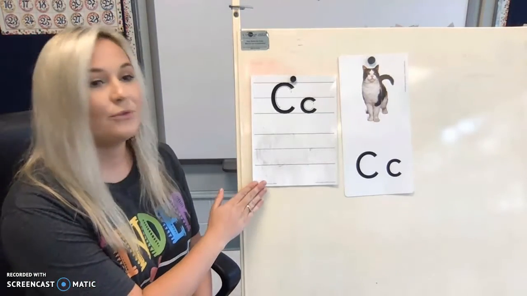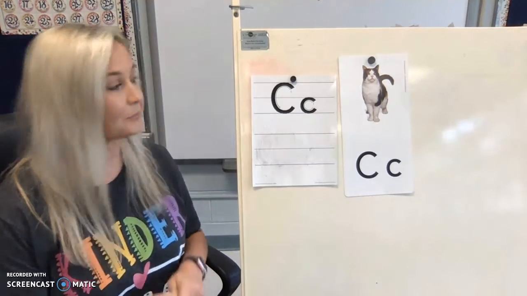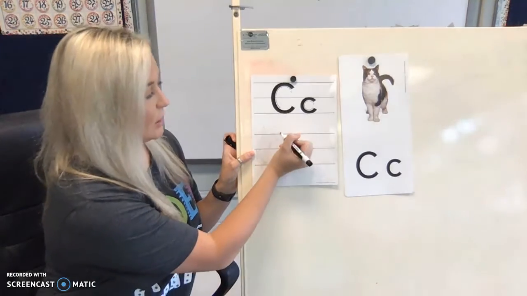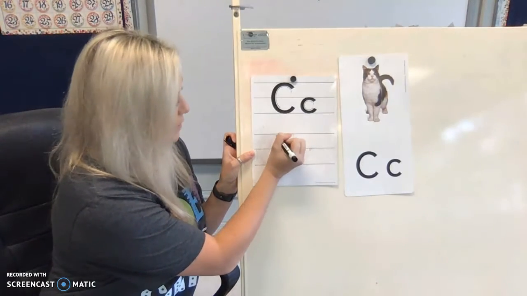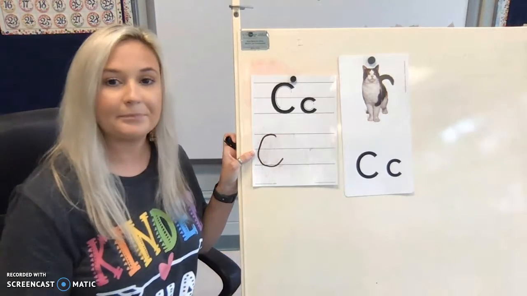We are going to write the letter C together. So as I'm writing this, I want you to do this on your own. For the uppercase letter C, we're going to start just below the top line. We're going to go around and back.